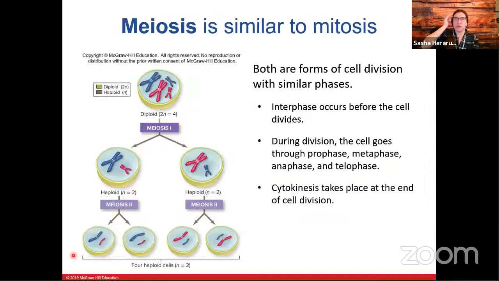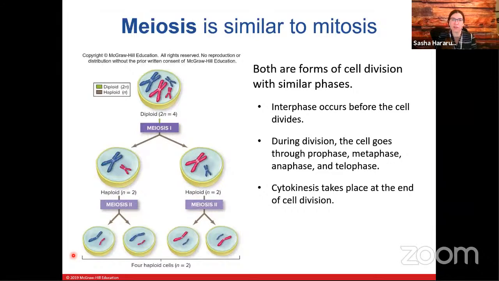Meiosis is similar to mitosis, but there are still some differences. So how is it similar to mitosis? Well, first, both are forms of cell division with similar phases, but in meiosis, these phases are repeated twice. Interphase occurs before the cell divides, and it is similar in meiosis and mitosis. During the division, the cell goes through prophase, metaphase, anaphase, and telophase. It's the same in meiosis, except there are two stages for prophase, two stages for metaphase, two stages for anaphase, and two stages for telophase.